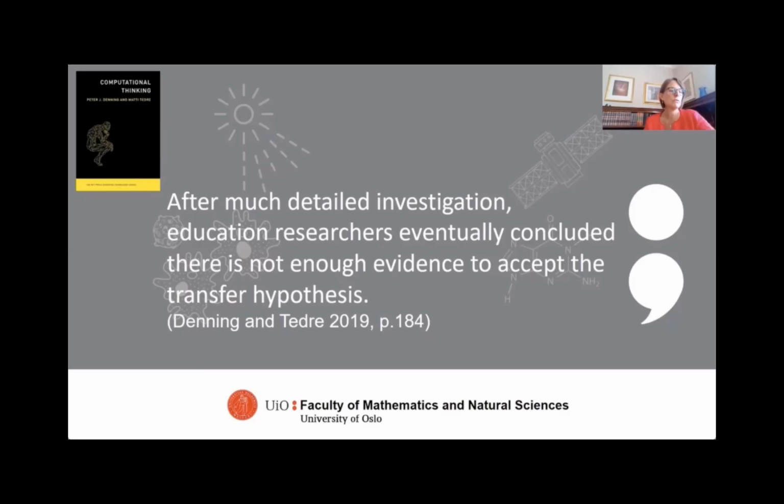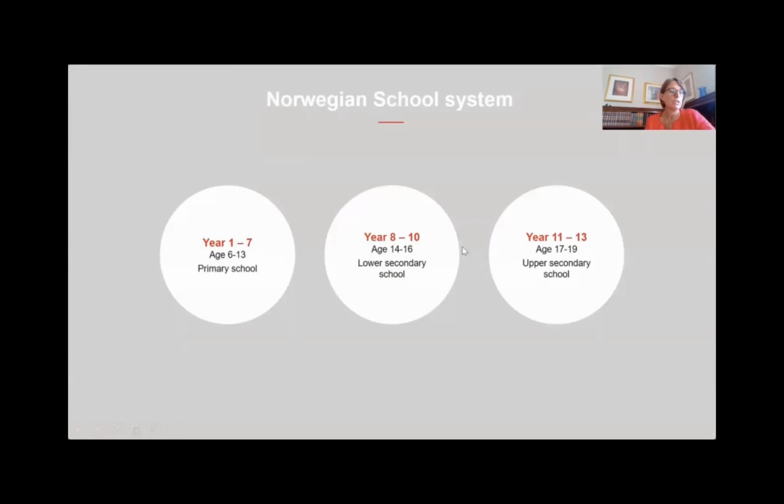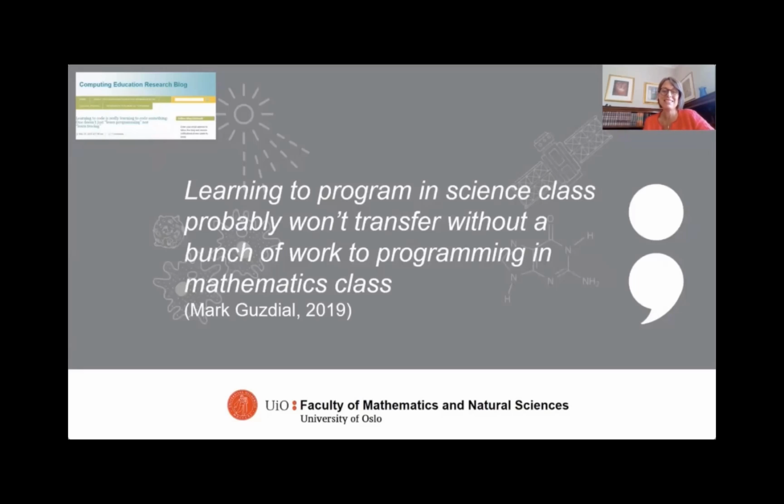This is in accordance with the critics of the transfer hypothesis as mentioned by Denning and Tedre in 2019. Finding that after much detailed investigation, education researchers eventually concluded there is not enough evidence to accept the transfer hypothesis, implying that learning to program does not transfer to knowing how to program in science and math. Mark Guzdial shared the same thoughts in his blog: Learning to program in science class probably won't transfer without a bunch of work to programming in mathematics class.